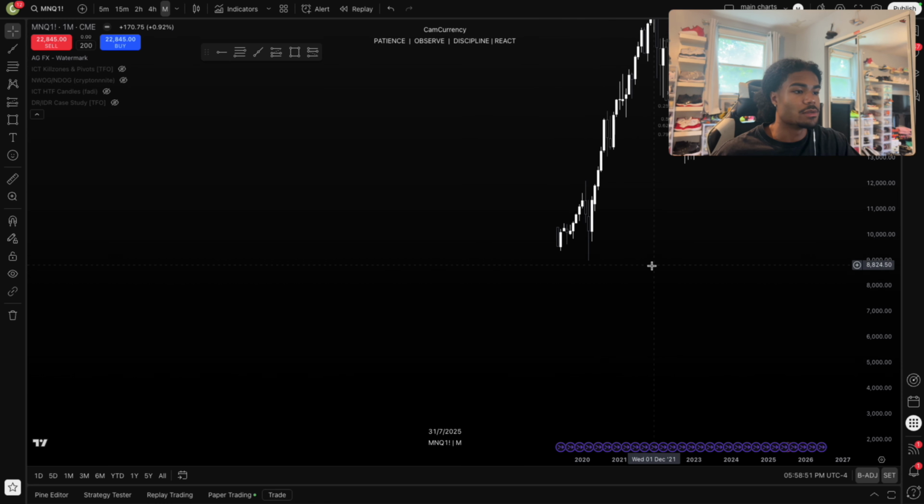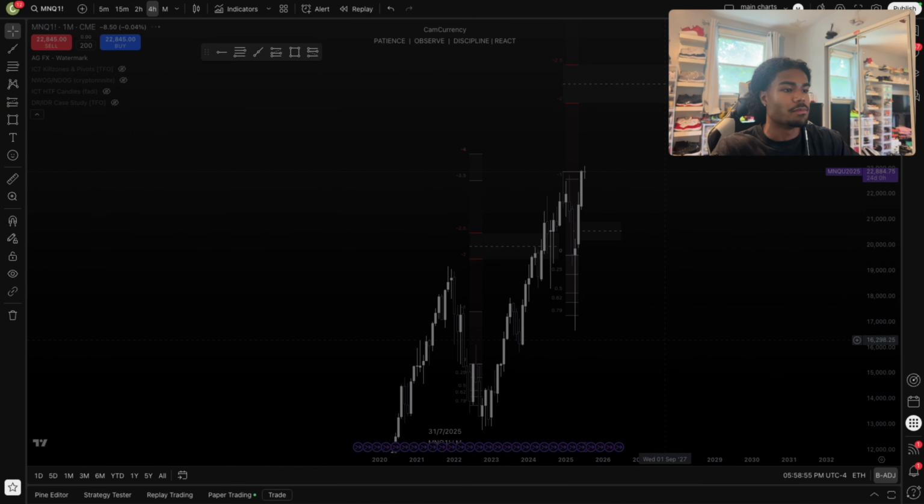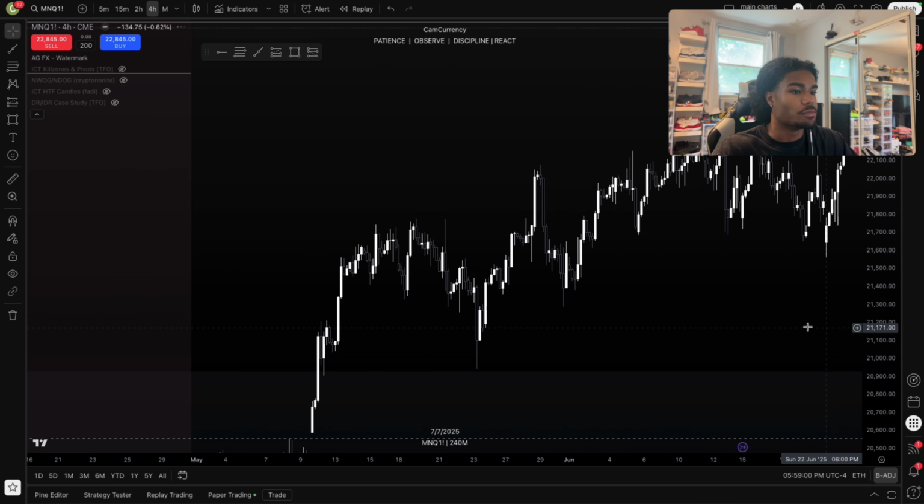I'm gonna find another example for y'all as well. This is also applicable on all time frames. So I'm on the monthly, so let me zoom in a little bit, make it a little bit easier for y'all to find more examples. I'm gonna show y'all a bunch of examples of this. Another example would be right here.